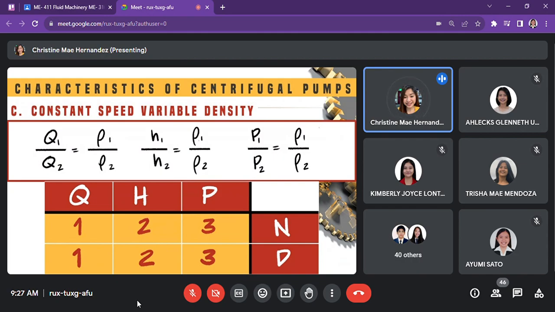So, this is it. To make it easy to remember, you can make a table: Q, H, P, and D, then 1, 2, 3, 1, 2, 3. So, type of affinity loss. This 1, 2, 3, 1, 2, 3 is its exponential power.